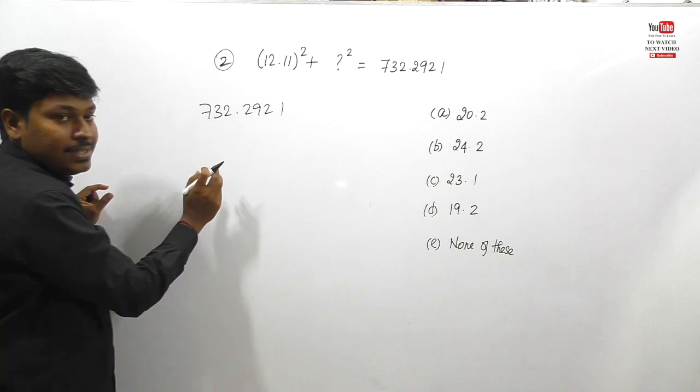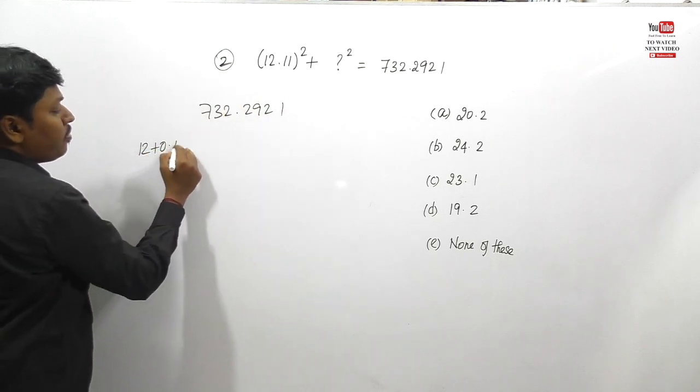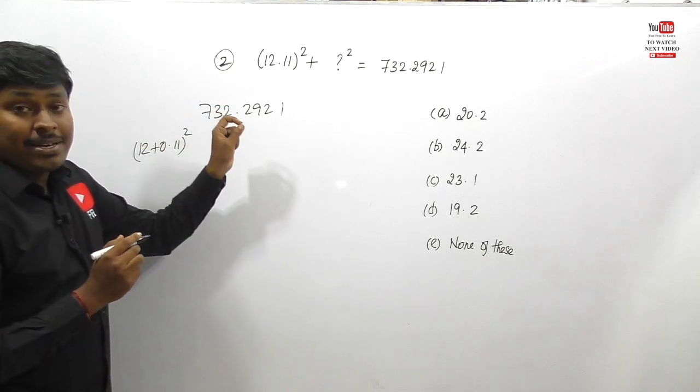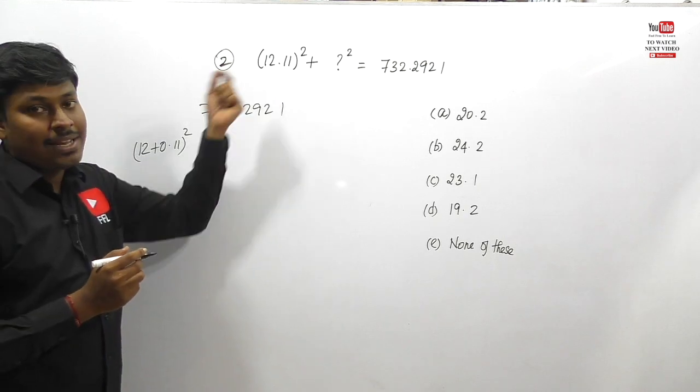732.2921. After that, this 12.11 can be written as 12 plus 0.11, square. Friends, got the point? This 12.11 can be written as 12 plus 0.11. When we add both the numbers, the result will be 12.11 square.